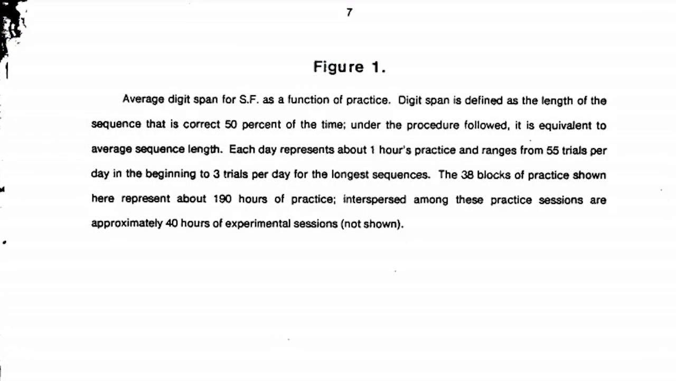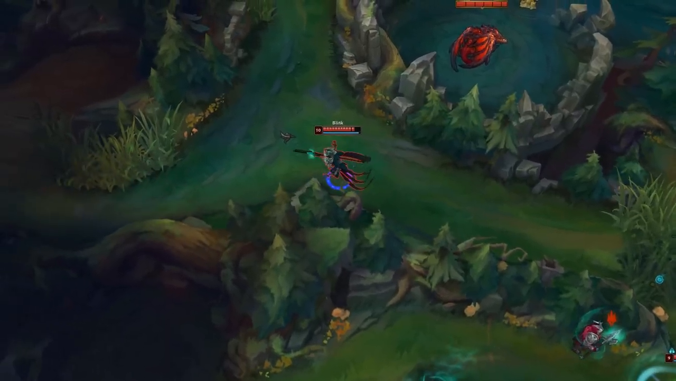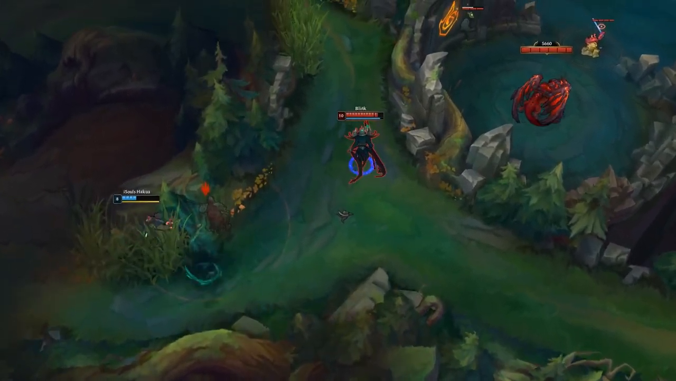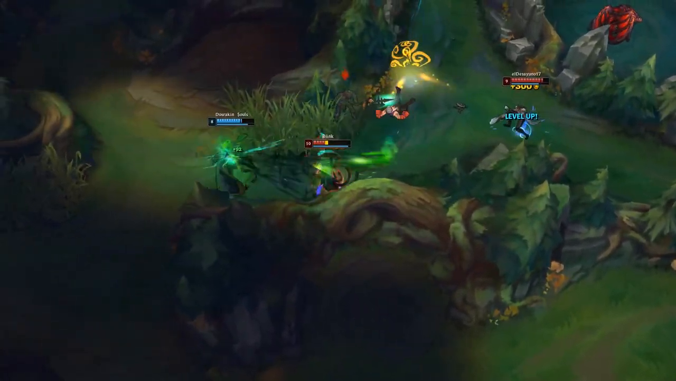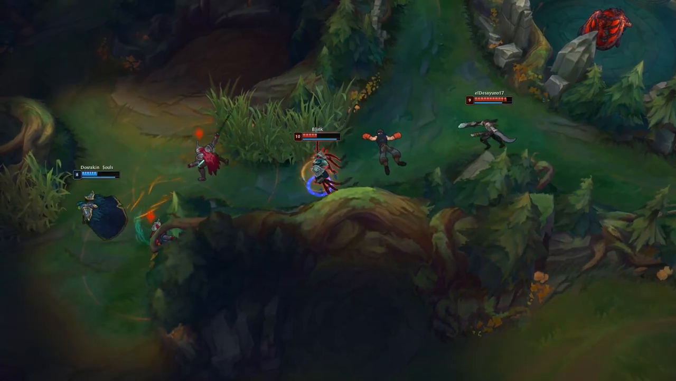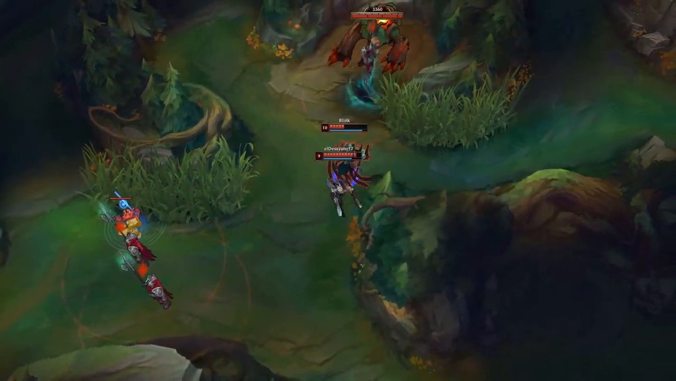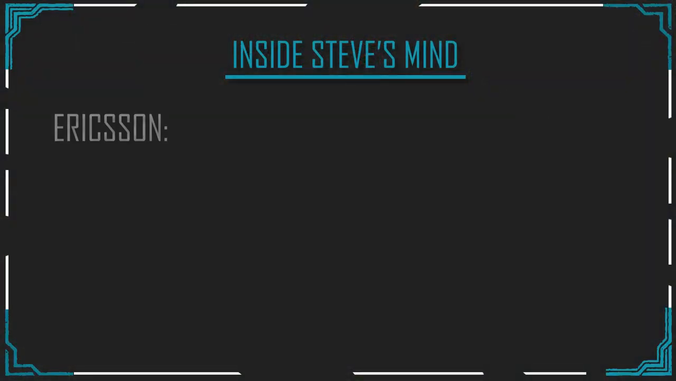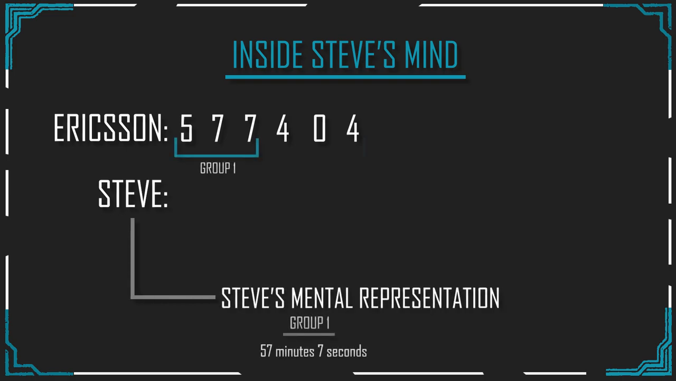In the first few sessions, Steve's performance was dead average. He could recall up to 7 digits, sometimes 8. It seemed that he had reached his short-term memory ceiling. But after a few more sessions, something remarkable happened. Steve was increasing the amount of digits he could recall, going up to 10 and sometimes 11. When Ericsson asked Steve how he was retaining more digits, he explained that he was encoding 3 to 4 digits in groups and associating them to running times.